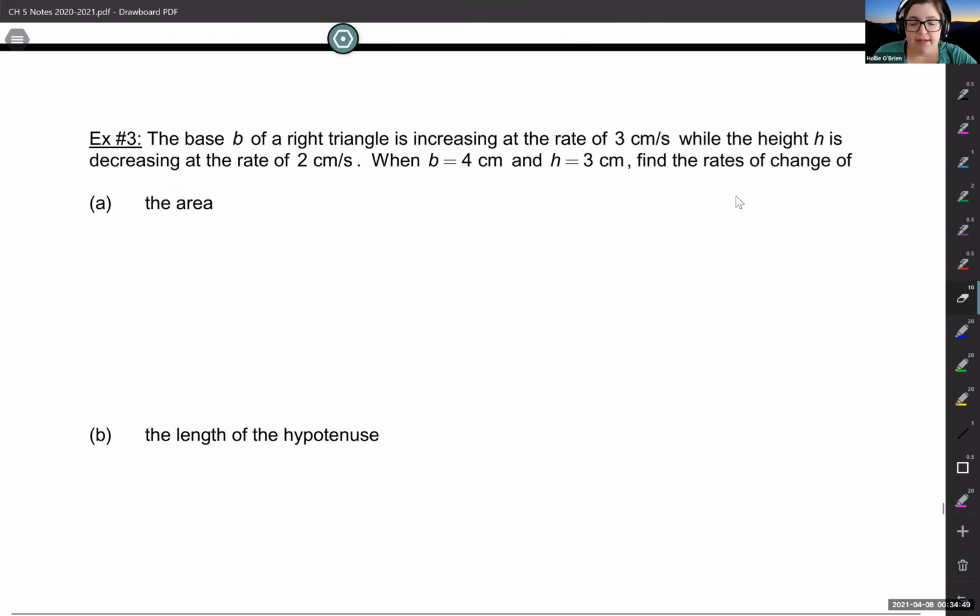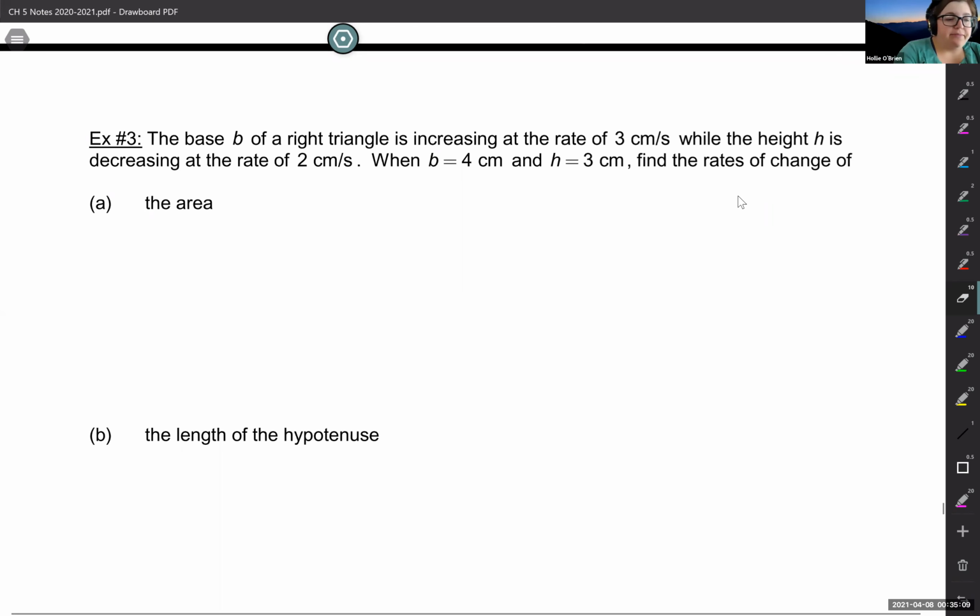Example 3. The base of a right triangle is increasing at a rate of 30 centimeters per second, while the height is decreasing at the rate of 2 centimeters per second. When the base is 4 and height is 3, find the rates of change of blah, blah, blah. Okay, so now it's our first real related rates problem.